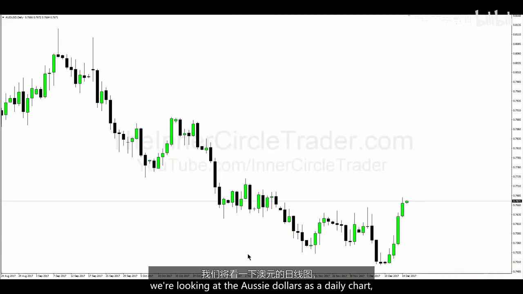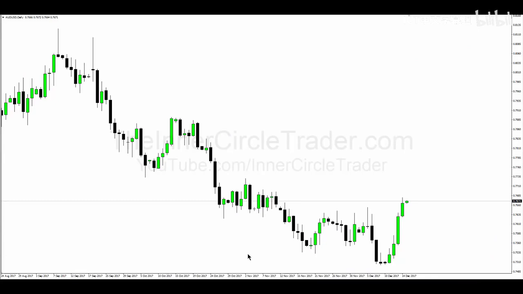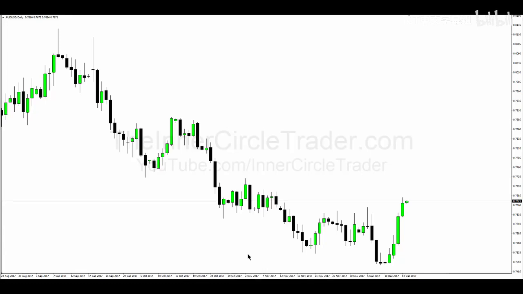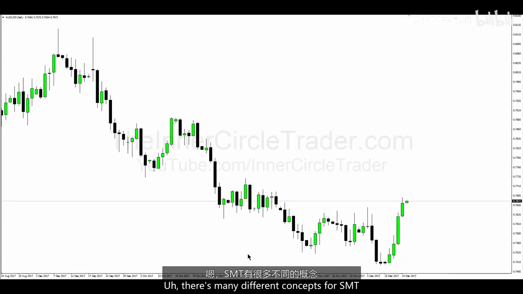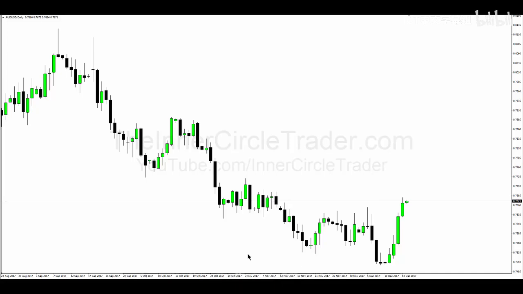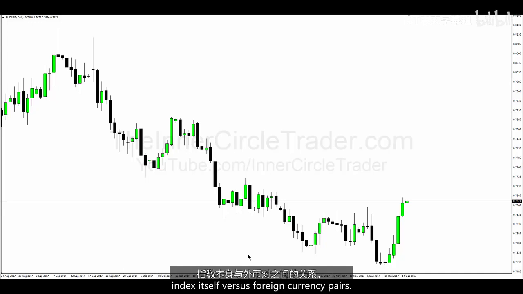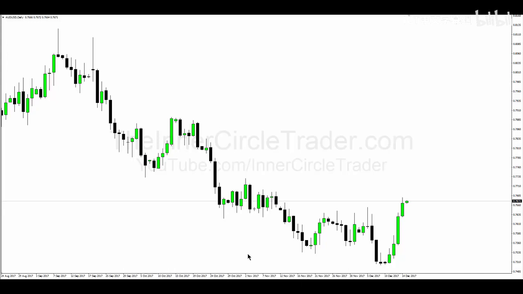Okay, folks, we're looking at the Aussie dollar on a daily chart, and I'm going to cover the SMT divergence. Specifically, this teaching is only on the USDX SMT divergence. There are many different concepts for SMT that I teach, but just to keep things simple and easy to understand, one of the most powerful ones that I use is the relationship between the dollar index itself versus foreign currency pairs.